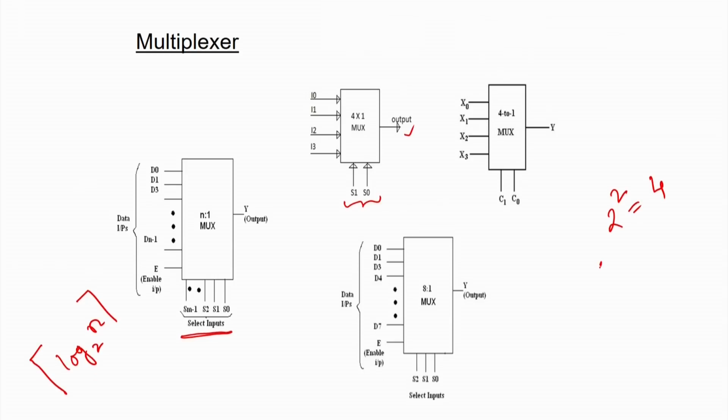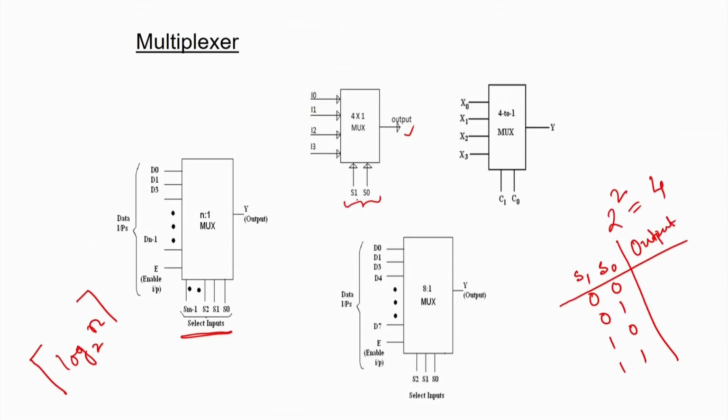So, basically I can say that this is your S0, S1. So, what is the combination of those particular select lines? That may be 00, 01, 10 and 11. Now, what will happen? Depending on this particular select line, what will be my output? We are going to select one of these particular input signals.